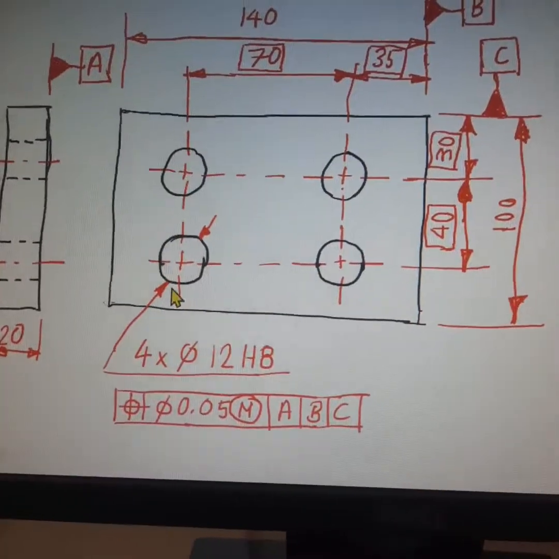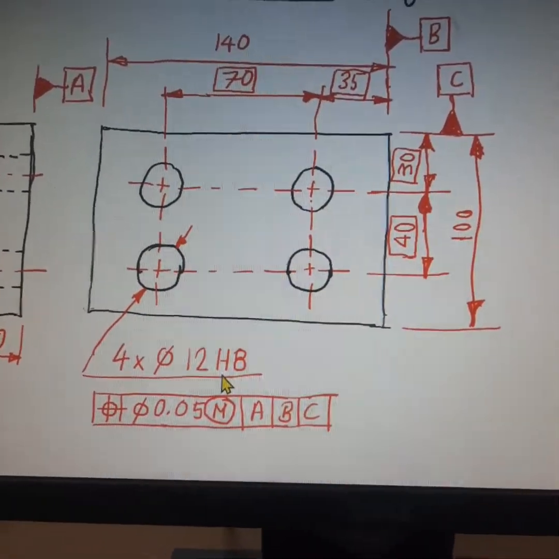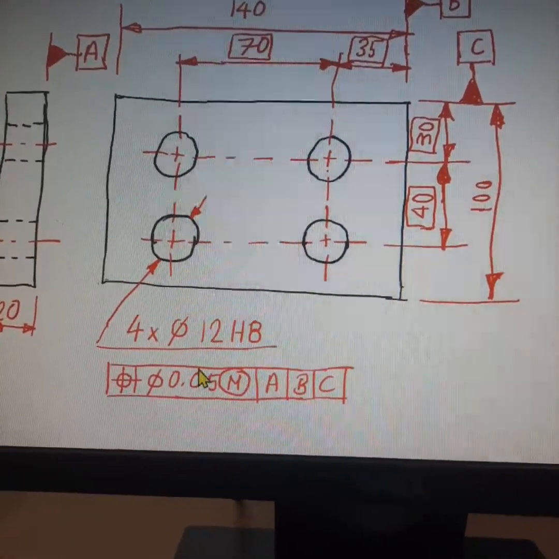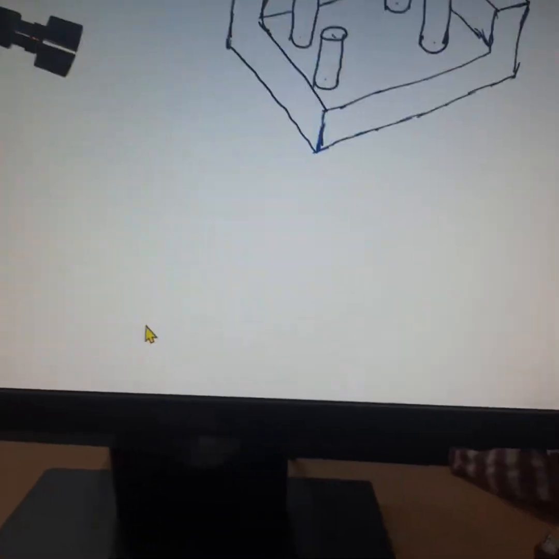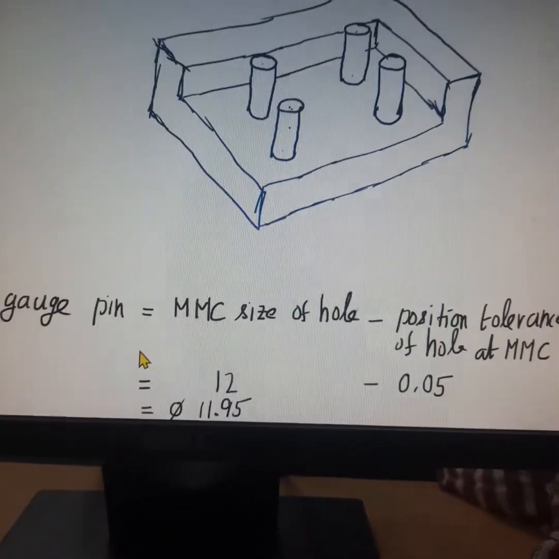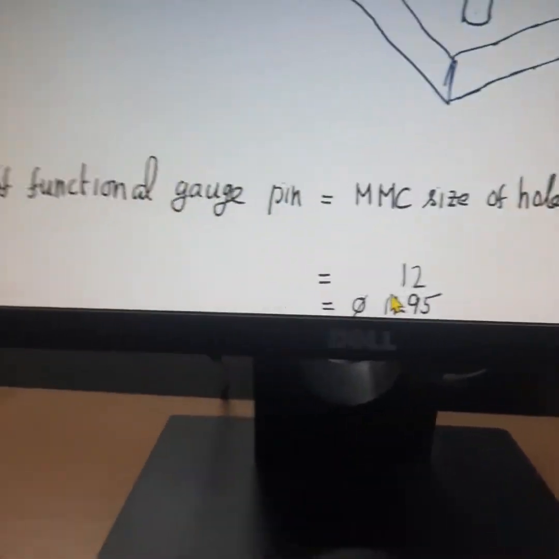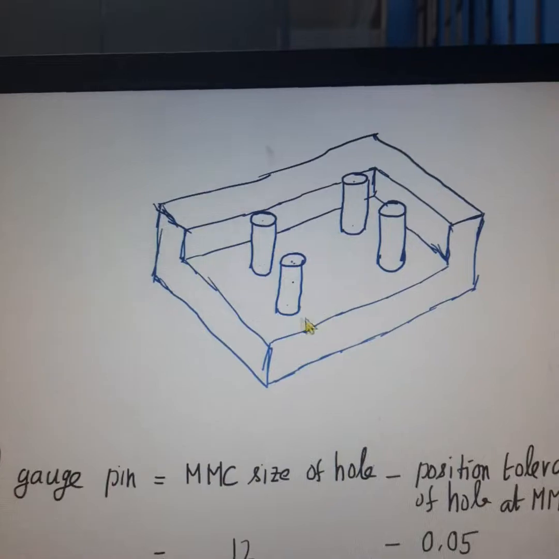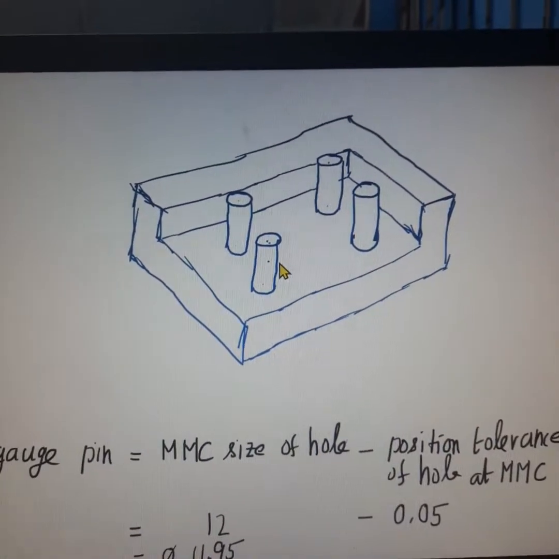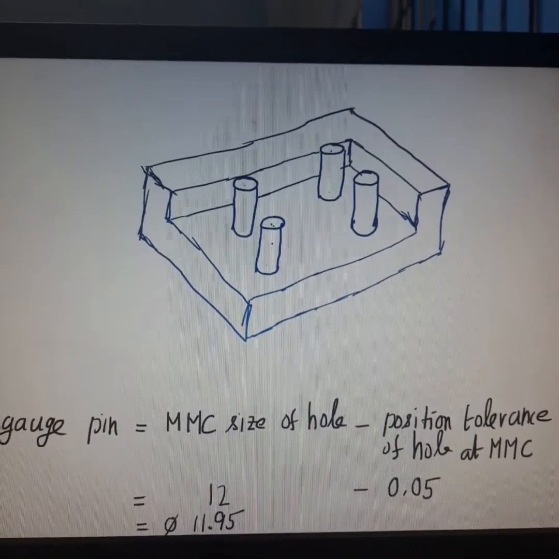Now this hole has a size tolerance of 12H8. The MMC size of the hole is 12 mm. The applicable value of position tolerance is 0.5 mm at MMC. So substituting those values, we get the functional gauge pin size as 11.95. So all the 4 pins have to be sized to 11.95.